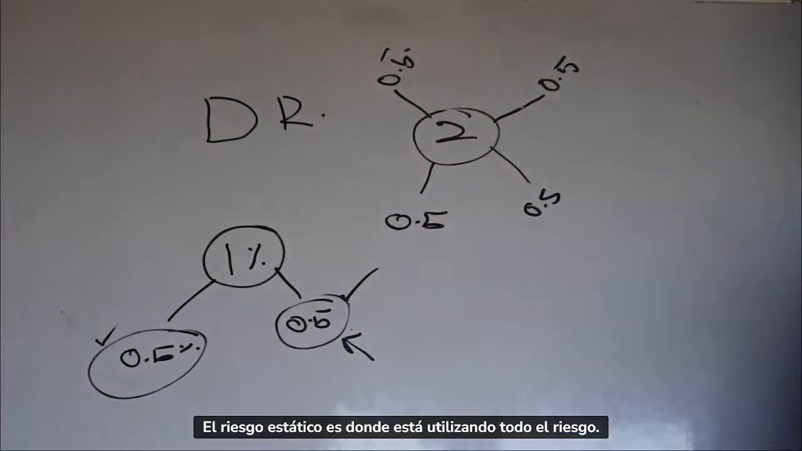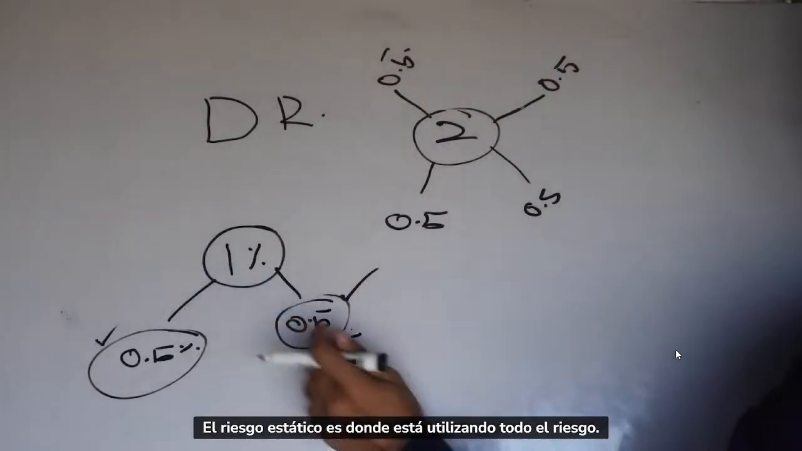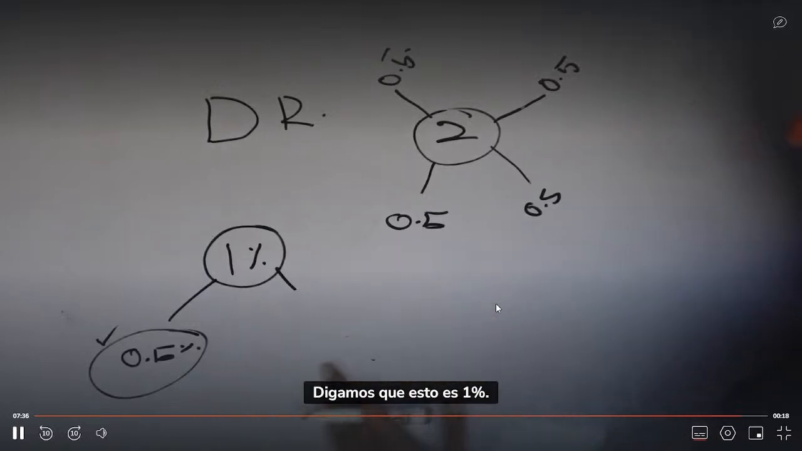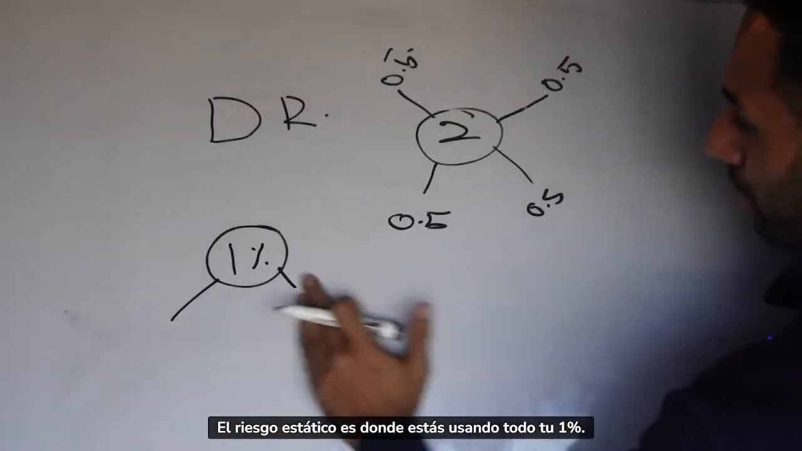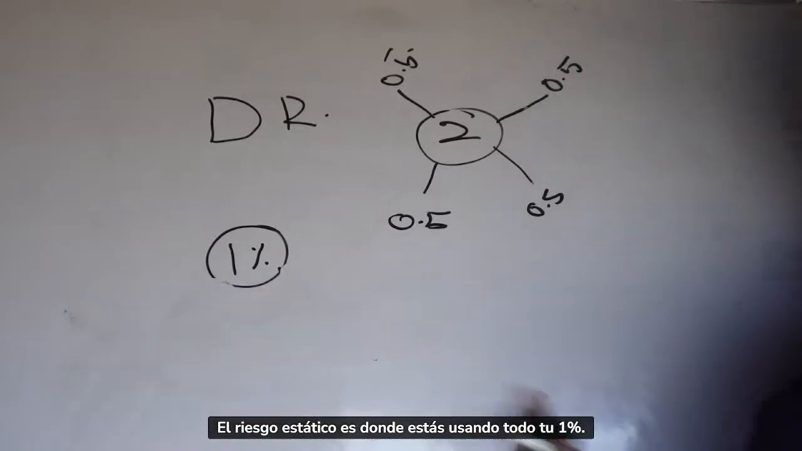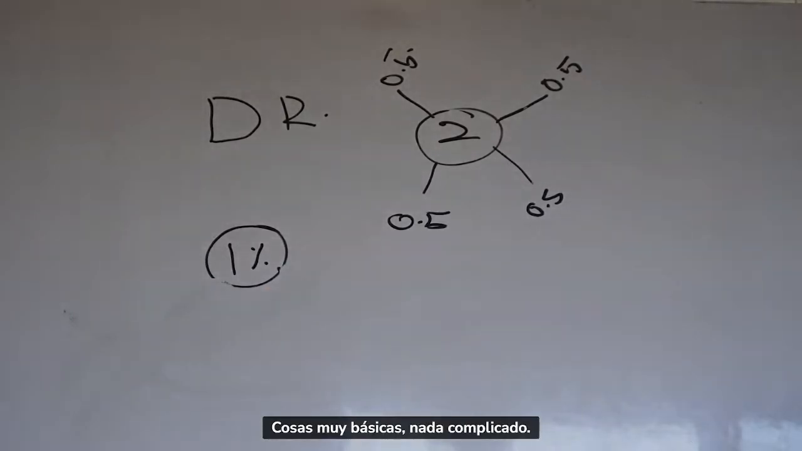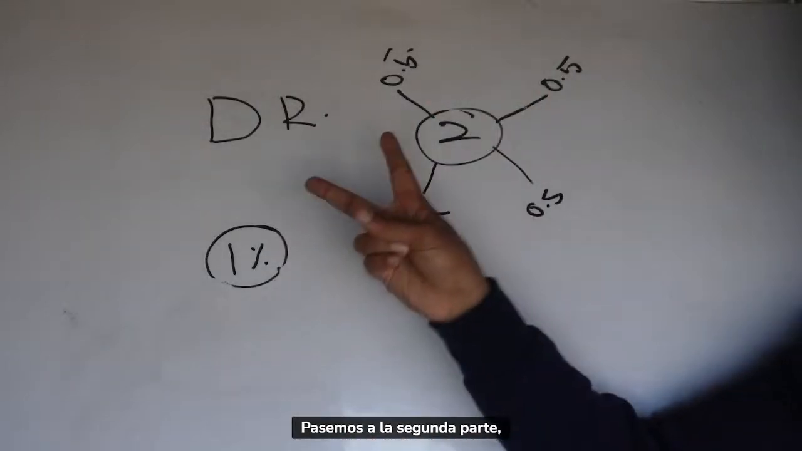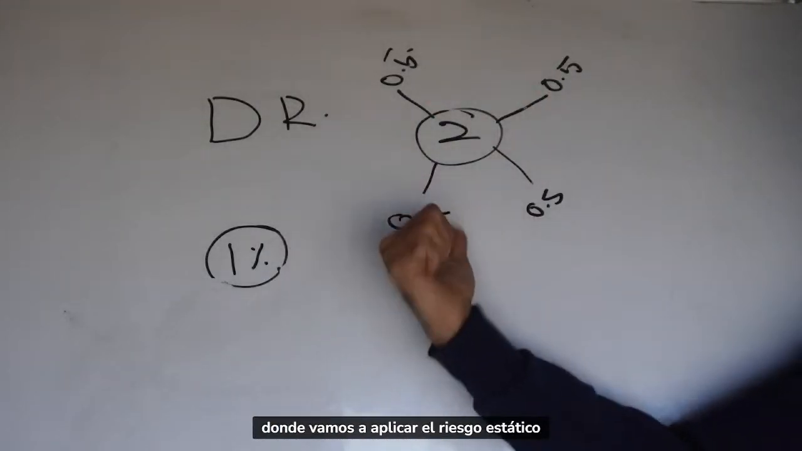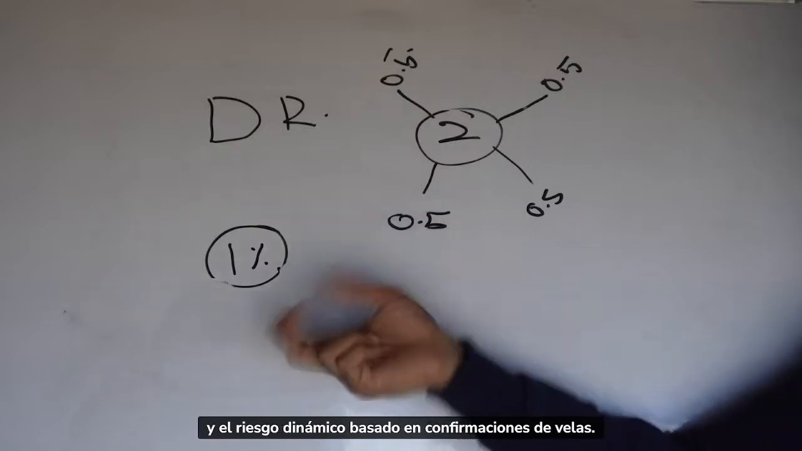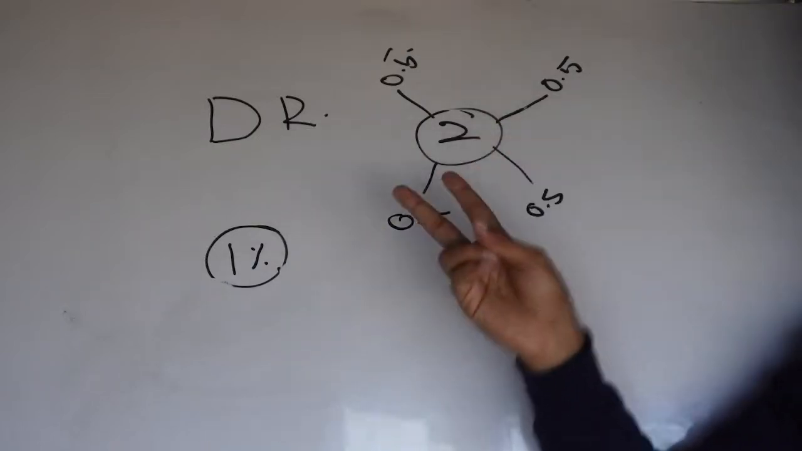Static risk is where you're using the entire 1 risk. Let's say this is 1%. Static risk is where you're using your complete 1%. Okay? Very basic stuff, nothing complicated. Let's move over to part 2, which is going to be applying static and dynamic risk based on candle confirmations.